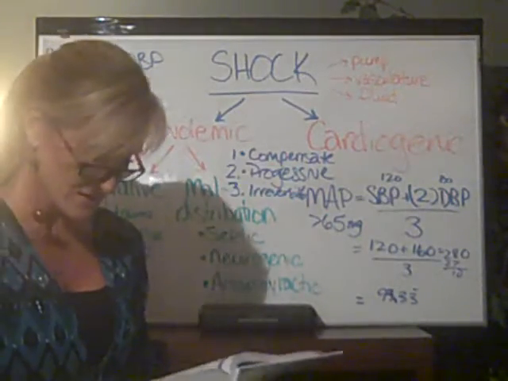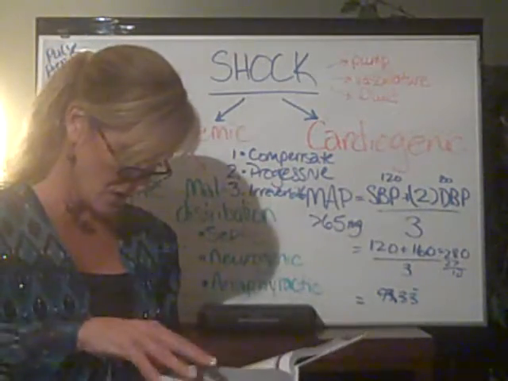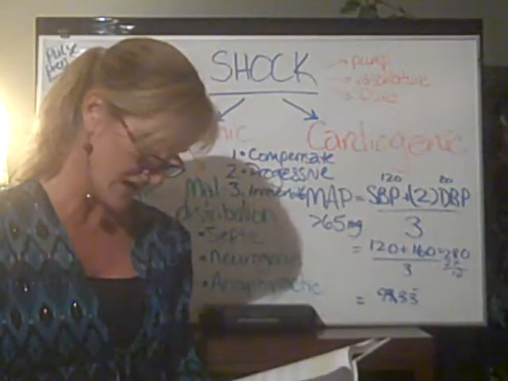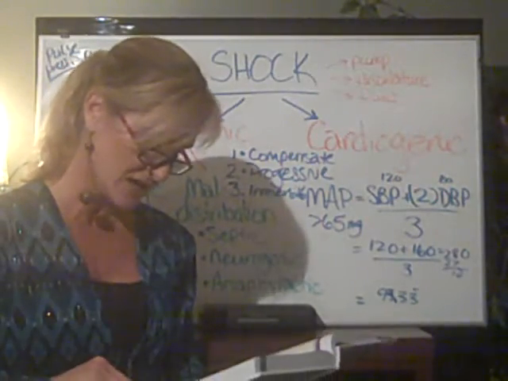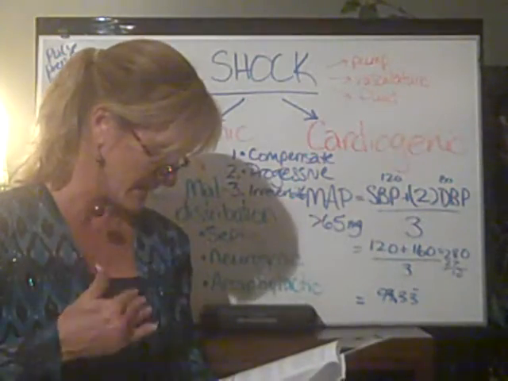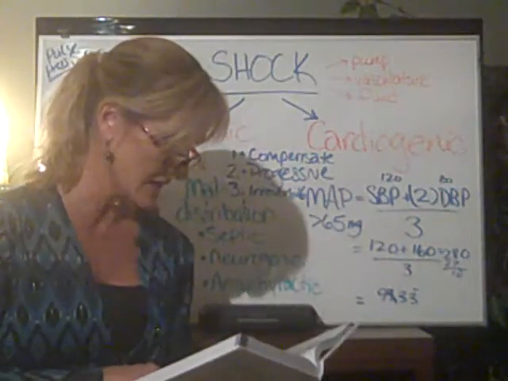And then the next part in your book talks really about the different kinds of shock. So the first one is hypovolemic shock, and this just gets into the specifics of each of the kinds of shock. But do read through that. Like for example, cardiogenic shock on page 298.